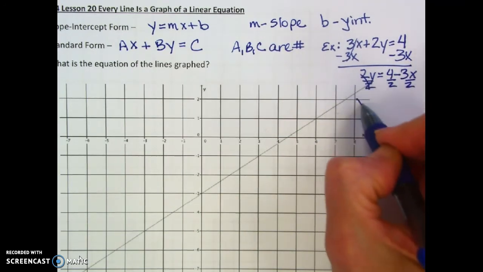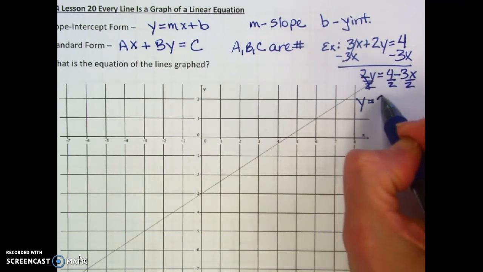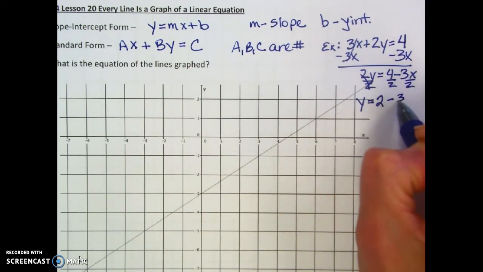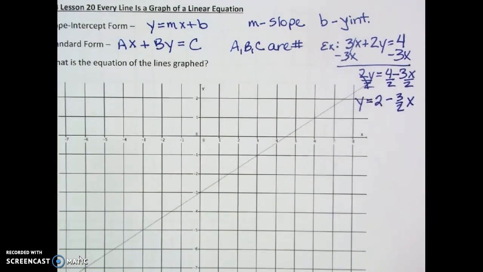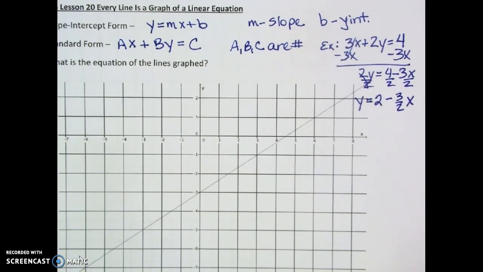So our final equation, y equals 4 divided by 2 is 2. 3 divided by 2 doesn't reduce or simplify, and I want to leave it as a fraction since it's a slope. So y equals 2 minus 3 over 2x. So my y-intercept is 2, my slope is negative 3 over 2. Okay, that would be for this problem.